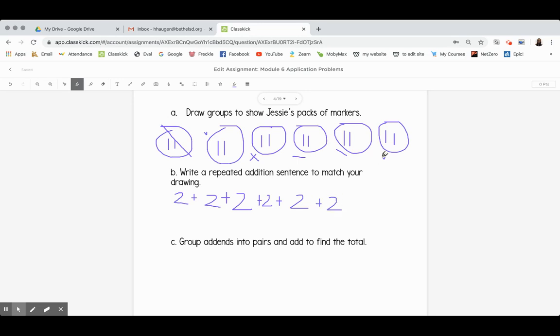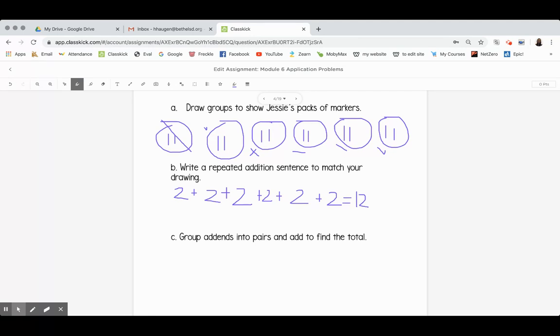Okay, so now that I've done all of those, there's my repeated addition sentence, and I'm going to go ahead and put an answer. So I'm either going to count the individual tally marks that I made, or I'm going to skip count. So skip count by 2s. 2, 4, 6, 8, 10, 12. So there's my repeated addition, and I even went a little step farther and wrote out the answer.